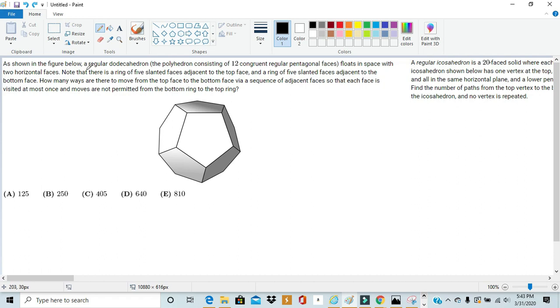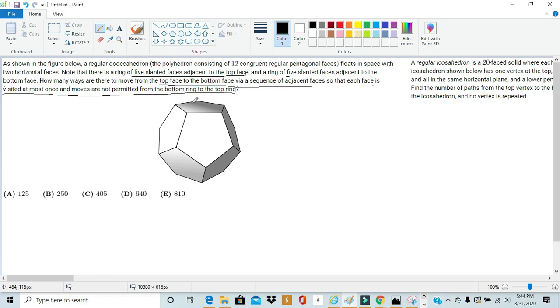As shown in the figure below, a regular dodecahedron, a polyhedron consisting of 12 congruent regular pentagonal faces, floats in a space with two horizontal faces. Note that there is a ring of 5 slanted faces adjacent to the top face, and a ring of 5 slanted faces adjacent to the bottom face. How many ways are there to move from the top face to the bottom face via a sequence of adjacent faces so that each face is visited at most once and moves are not permitted from the bottom ring to the top ring? So, how would we start this problem?